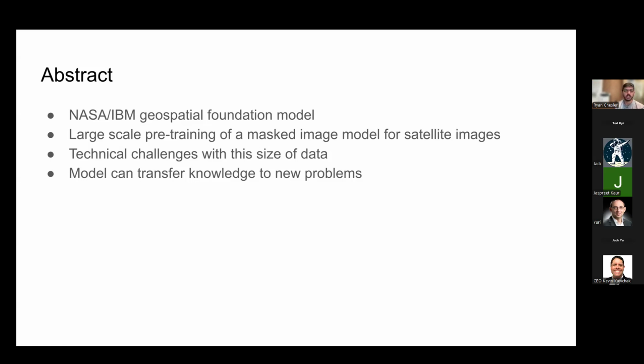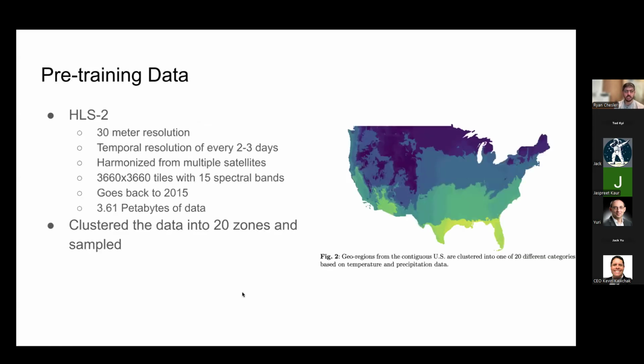The hope is that you train this model on these satellite images, and it learns a bunch about the world. Then when you try to do further classifications and segmentations and other things, you can take this model and transfer it to the new problem, and it will perform better and learn faster, and all of these amazing properties. The data set they were working with is one from their own NASA store called HLS2.